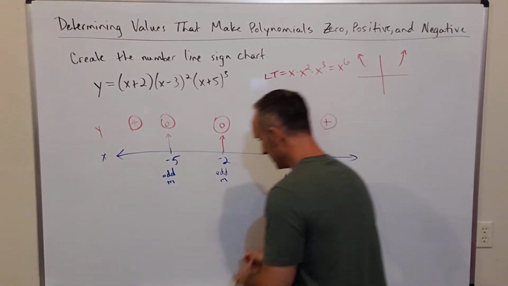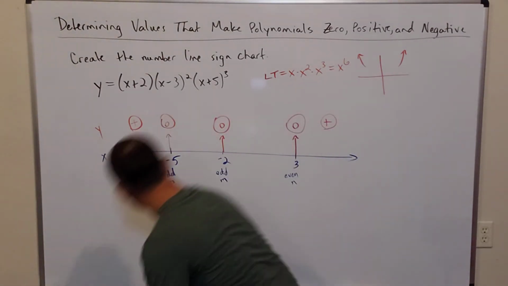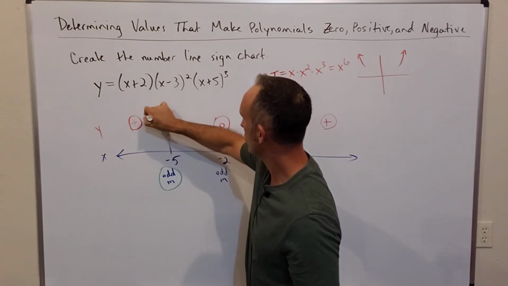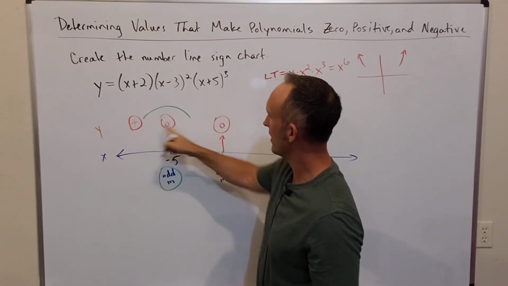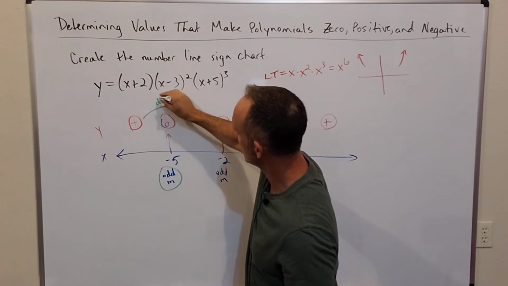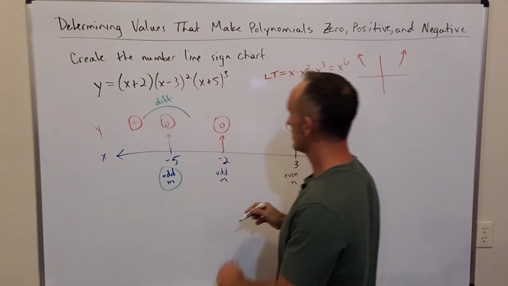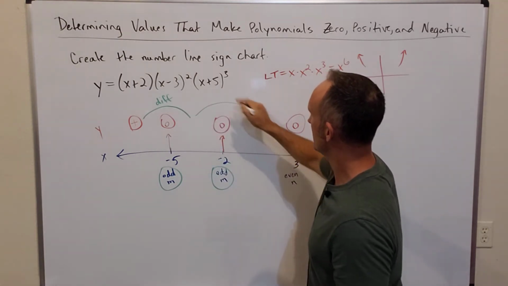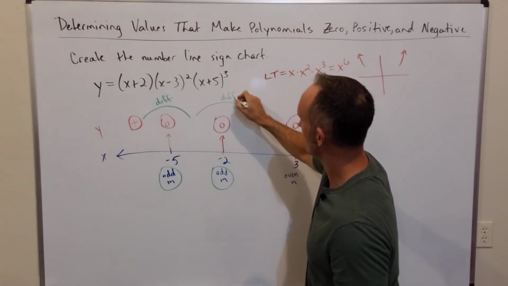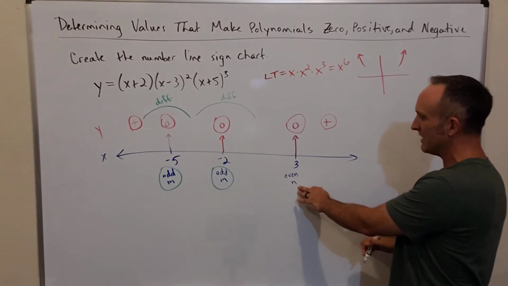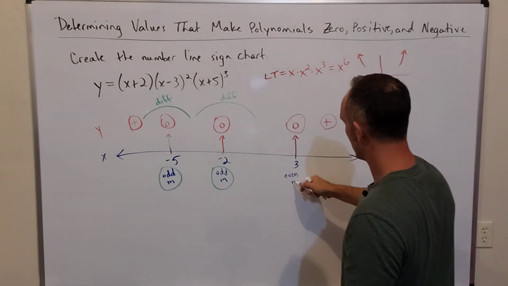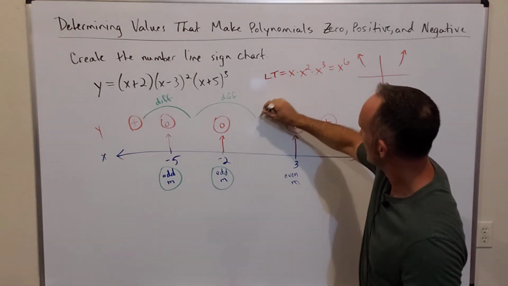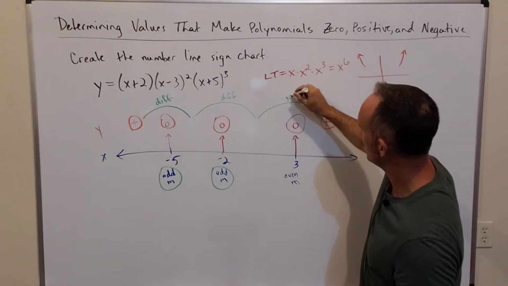Now what we can do is use our multiplicities. Since this is an odd multiplicity, I know that those two signs, the y values here, change. They're different. And since this is an odd multiplicity, I know that whatever sign is here is different than whatever sign is on the other side. And because this is an even multiplicity, I know that these signs have to be the same.